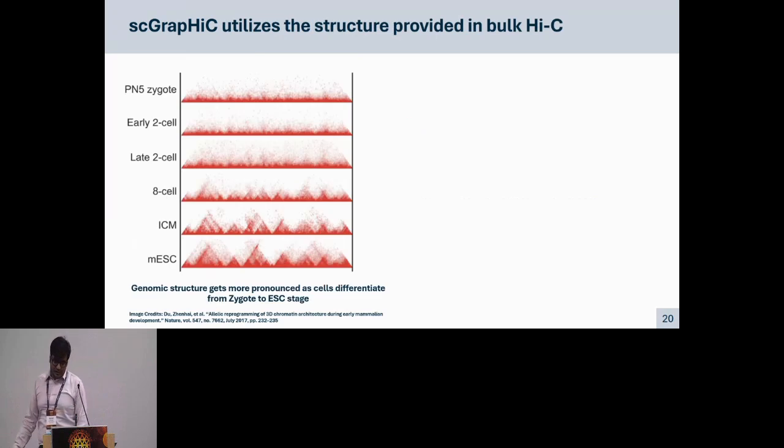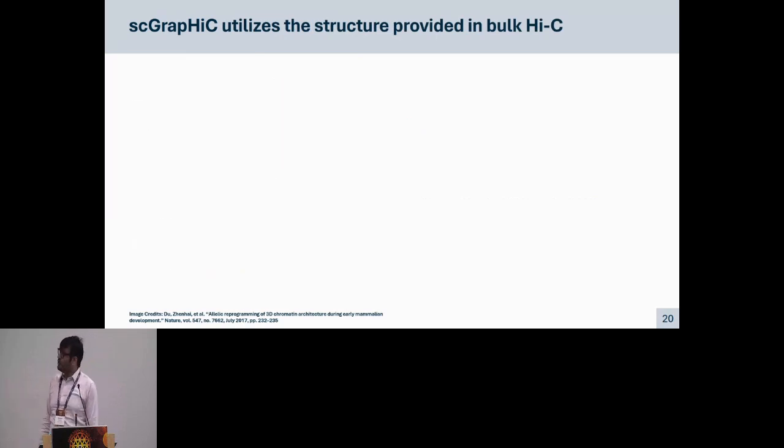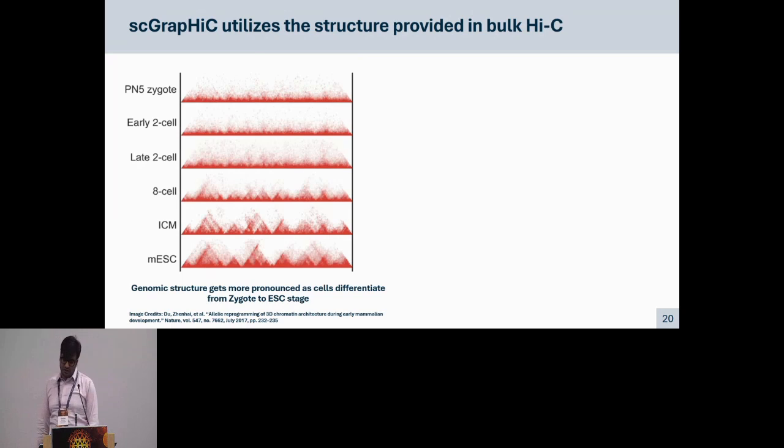The last thing that we test is how single-cell GrapHiC adapts to the structure provided in the bulk Hi-C. We acquired 5 bulk Hi-C datasets from a study that investigated how the chromatin structure evolves as the cell differentiates from a zygote all the way to eventually form embryonic stem cells. The key finding was that the structure gets more and more pronounced as the cells differentiate.